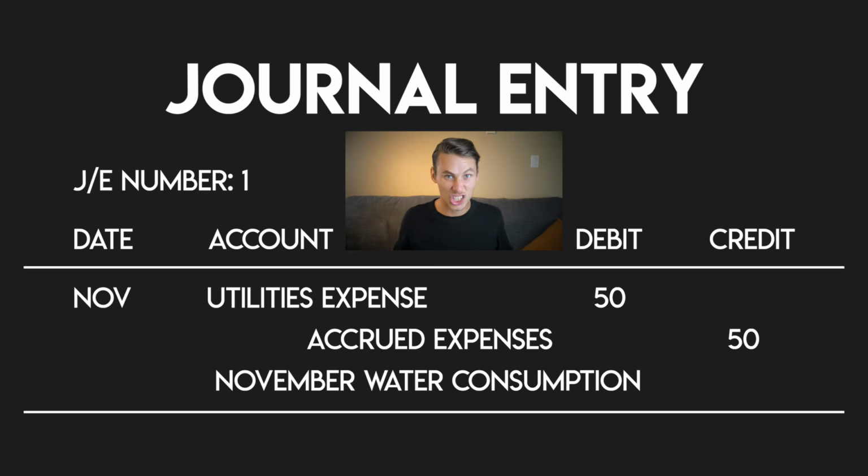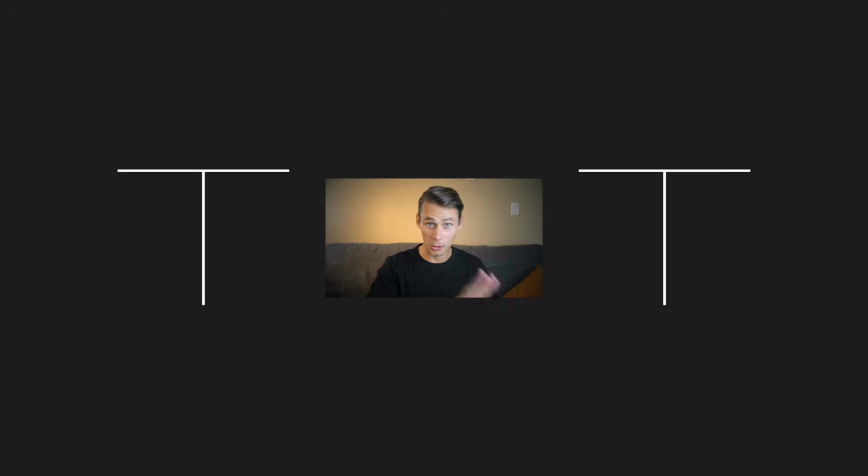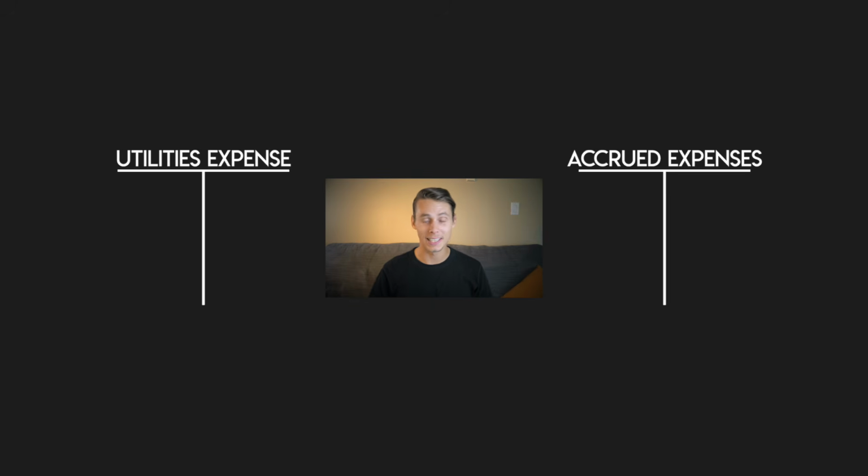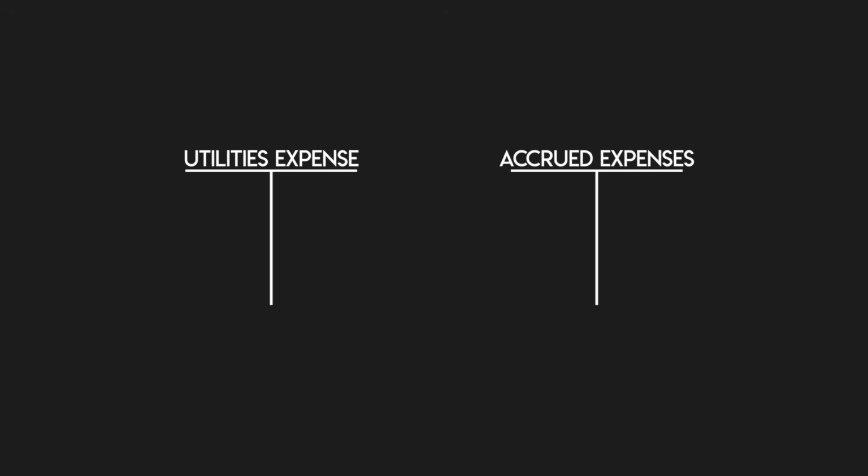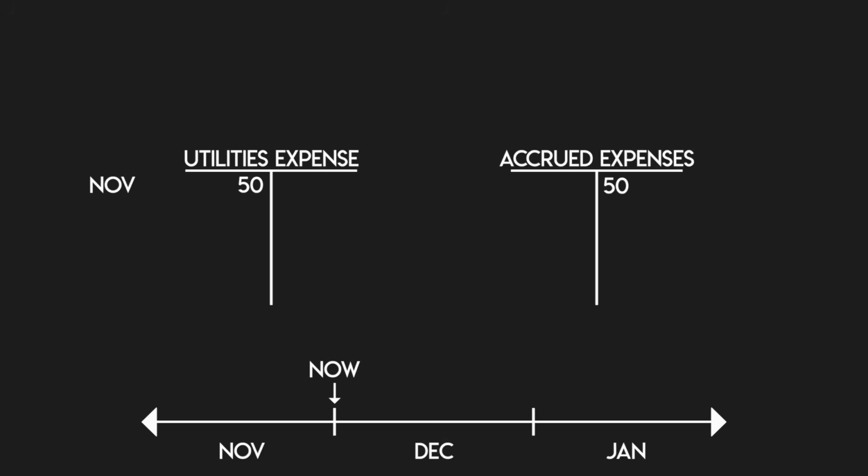Let's see how this adjusting journal entry affects our general ledger using T accounts. We have two T accounts, the utilities expense account in the income statement and accrued expenses in the balance sheet. Remember, when using T accounts, debits always go on the left and credits always go on the right. We debit the left-hand side of the utilities expense account by $50 and we credit the right-hand side of accrued expenses in the balance sheet by $50. So we have accrued a utilities expense of $50 in our income statement for November.